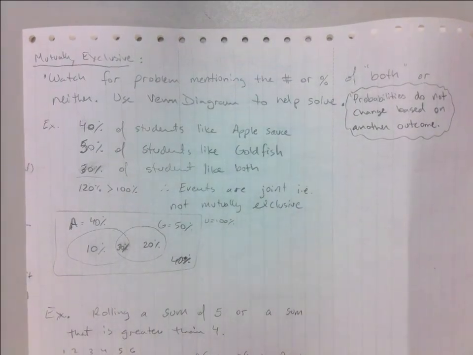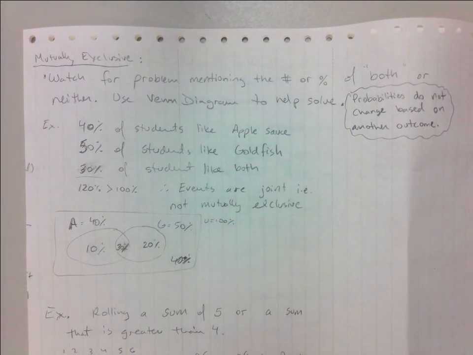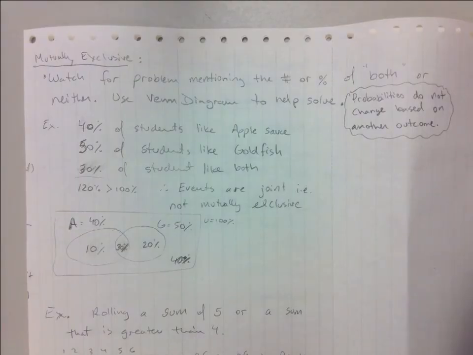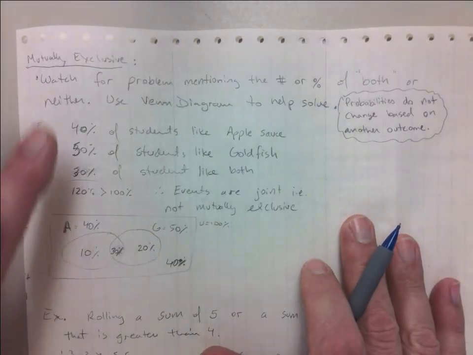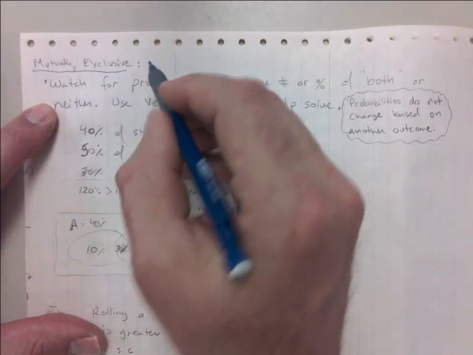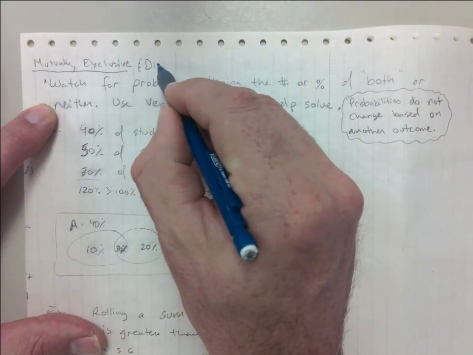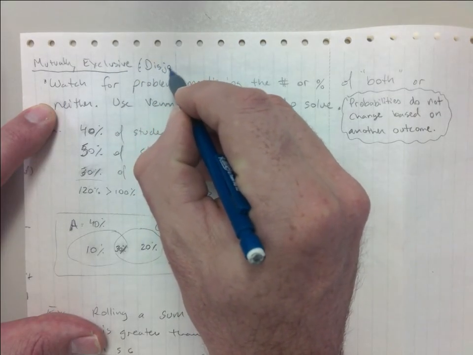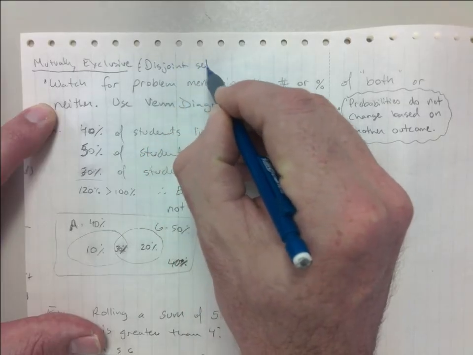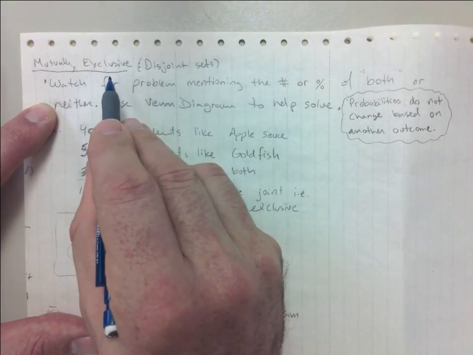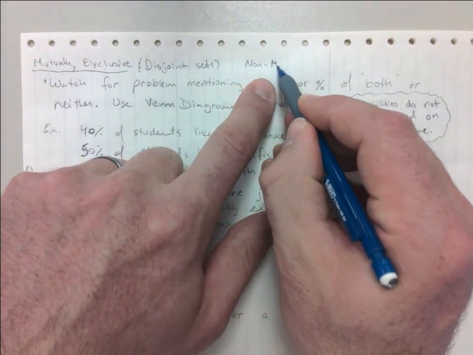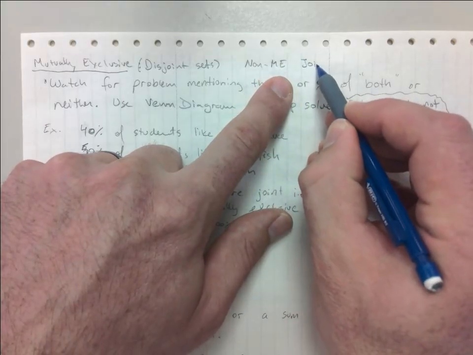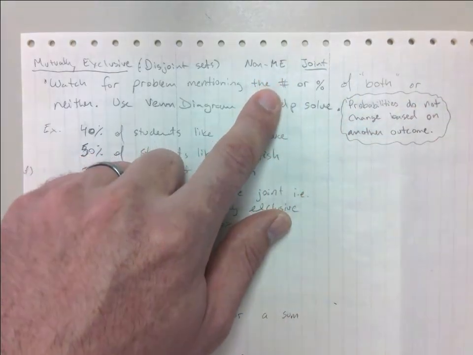All right, the last one. I don't know which order you're watching this in, but I guess this would be a mutually exclusive section right here. So mutually exclusive is basically disjoint. That is the definition of mutually exclusive. So non-mutually exclusive would be sets that are joint. They have something in common.